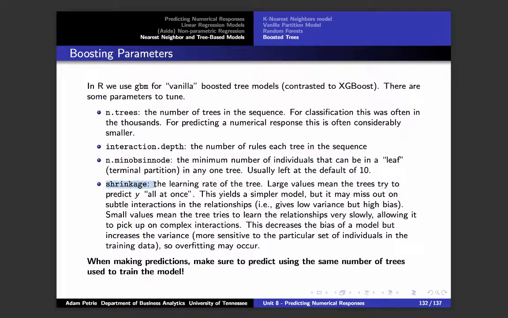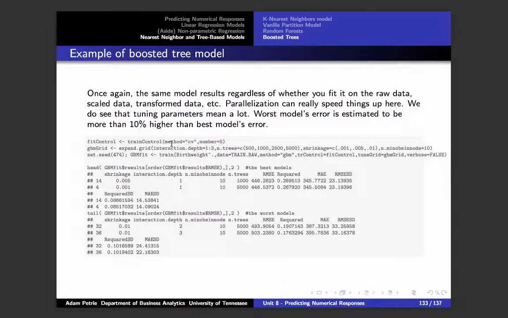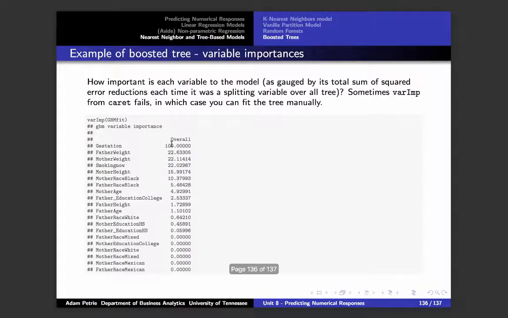We need to know what the shrinkage of the tree is going to be as well, the learning rate of the tree. So basically, small values of shrinkage correspond to low values of learning rate, and it turns out that slow learning trees that try to piece together the relationship one tiny bit at a time tend to be a little bit more effective and more powerful than trees that try to learn the whole relationship all at once. So what's the right value for this learning rate? And then when we're building these individual trees, what's the smallest number of individuals we're going to allow in any particular leaf here? So 4 parameters to tune, very time intensive, but very often we come up with an even more powerful model than the random forest model.